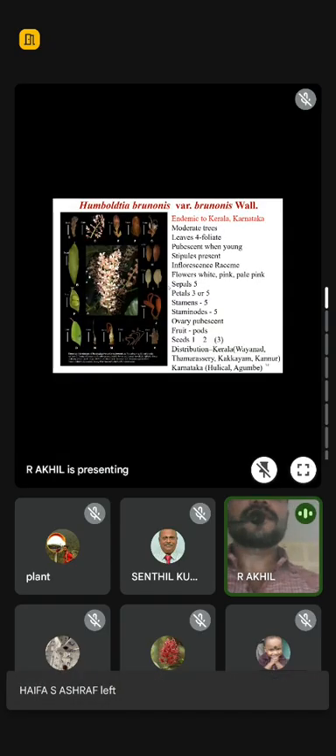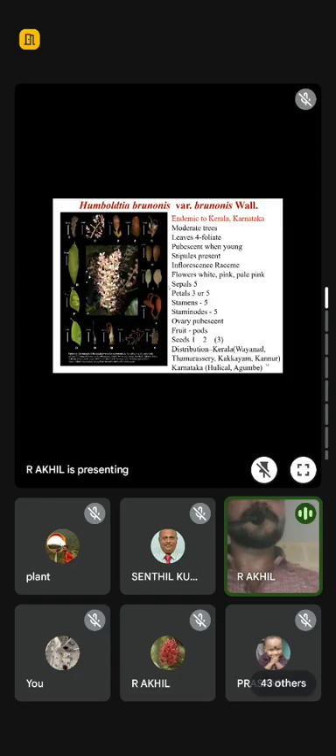The leaves are four foliate. The leaves are pubescent when young, and stipules are present. The inflorescence is a raceme. Flowers are white, pink, or pale pink in color. Sepals are five, petals three or five in number, staminodes are five, and the ovary is pubescent. The fruit is a pod and contains seeds, one, two, or sometimes three. It is distributed in Kerala, especially Wayanad, Thamarassery, Kakkayam, and Kannur. In Karnataka, this species was located in the Hulikal and Agumbe forest areas.